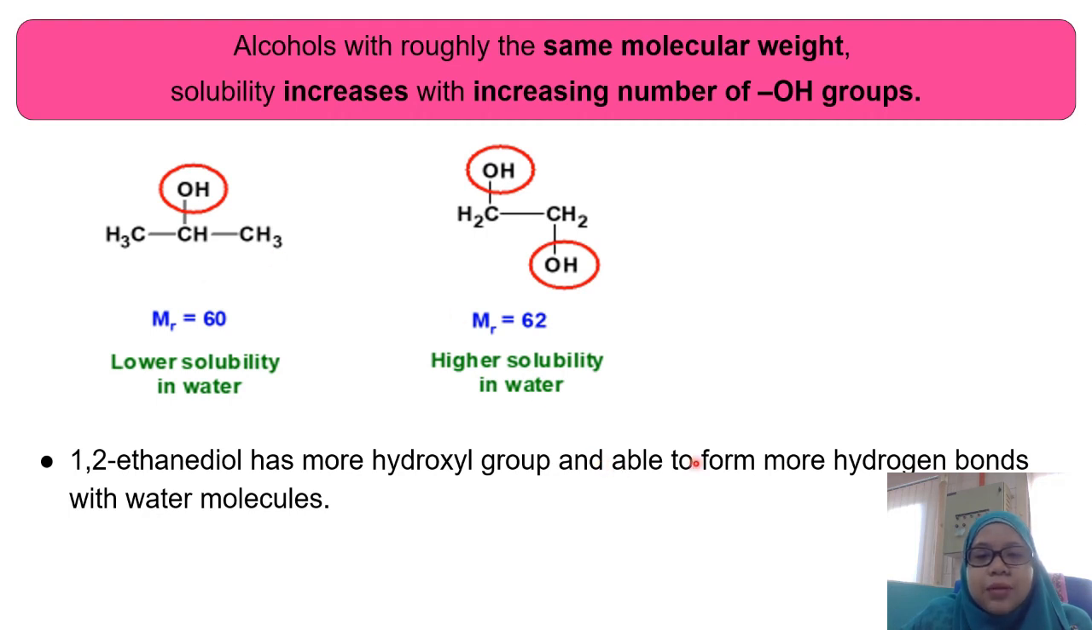and is able to form more hydrogen bonds with water molecules. So 1,2-ethanediol can form more hydrogen bonds with water molecules. Therefore, 1,2-ethanediol is more soluble compared to 2-propanol.